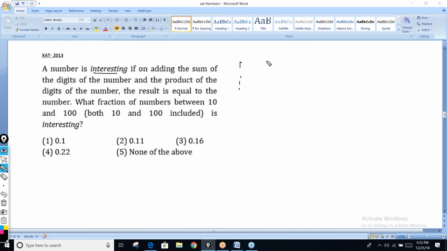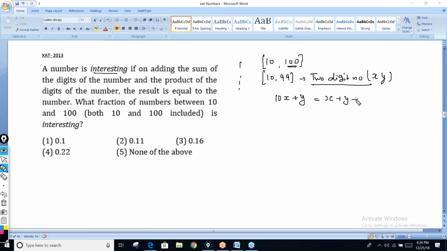Now, 10 and 100, including both numbers. If I ignore 100, can I say all the numbers from 10 to 99 are two-digit numbers? We'll check 100 again. But first look at all the two-digit numbers. A two-digit number xy we write as 10x plus y. What is it saying? If I add the sum of the digits and the product of the digits, x plus y plus x into y, this gives exactly the same answer as the number itself.